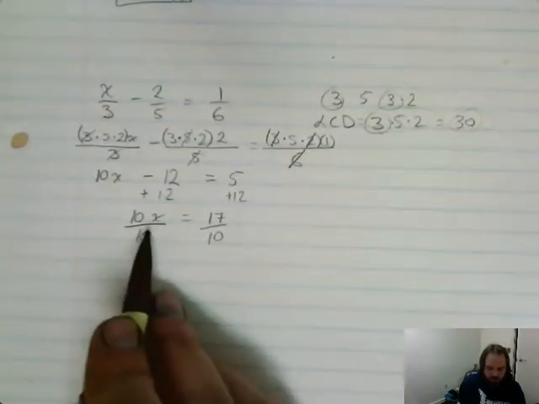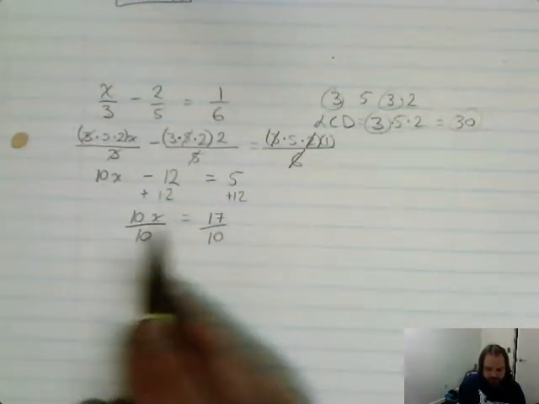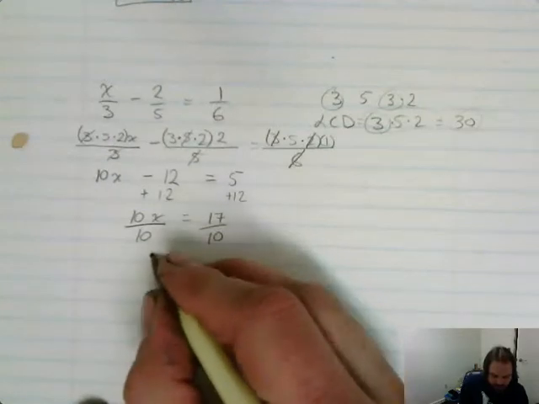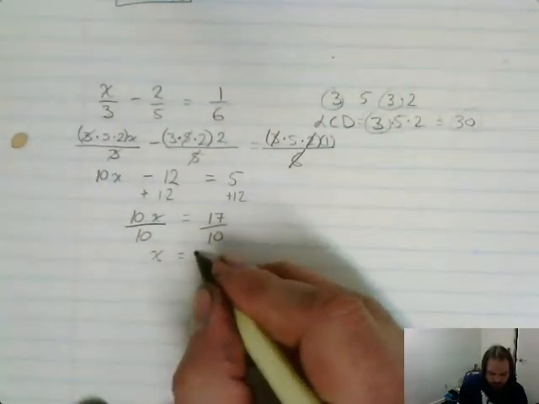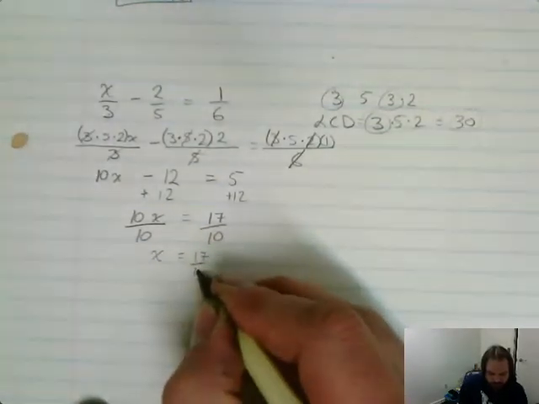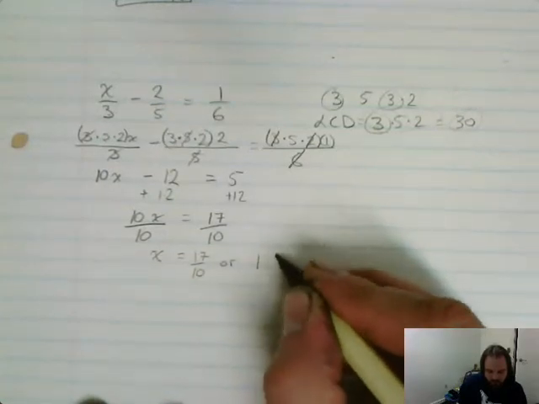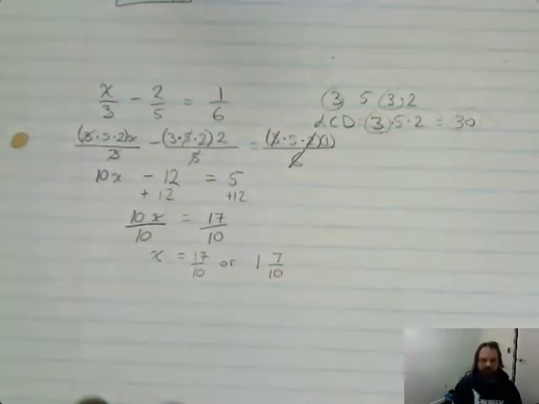Okay? So we want to know the value, if 10x is equal to 17, what's the value of each x? So in this case here, x is going to be equal to 17 over 10, or 1 and 7 tenths.